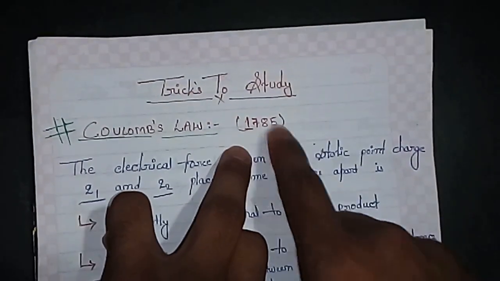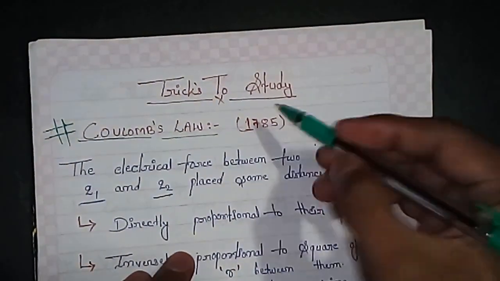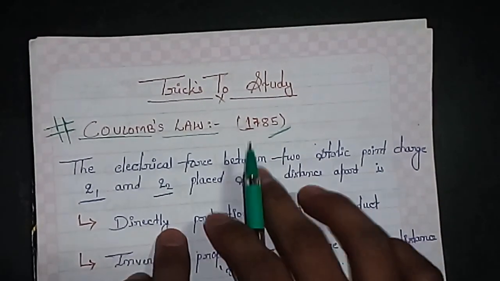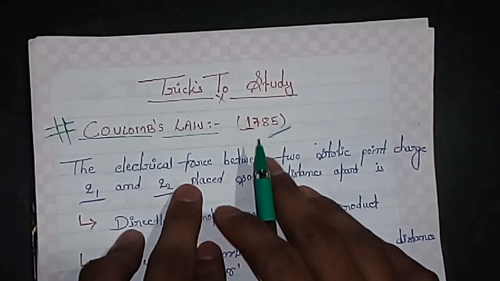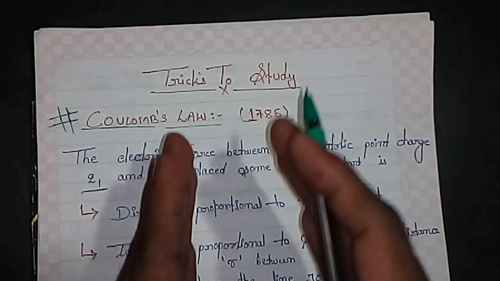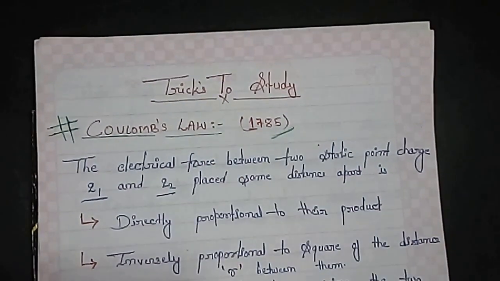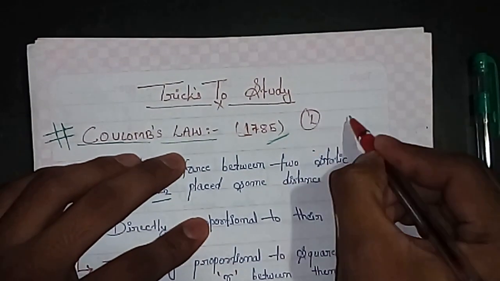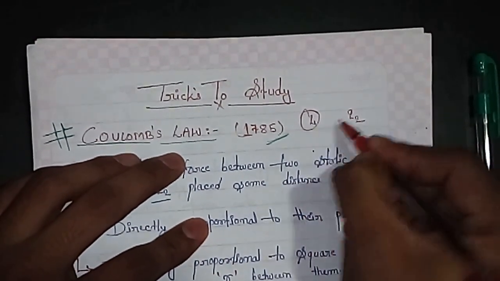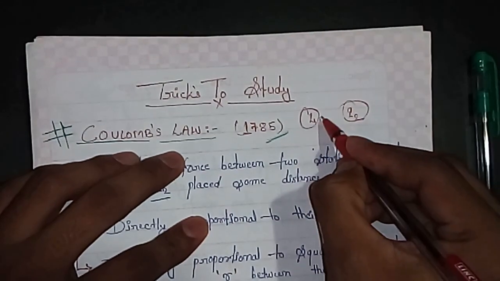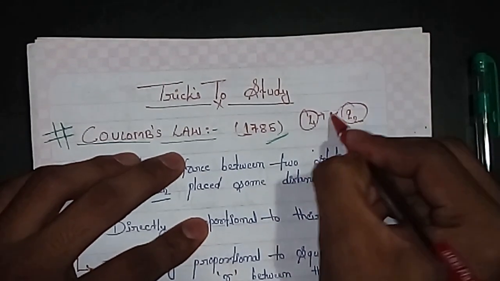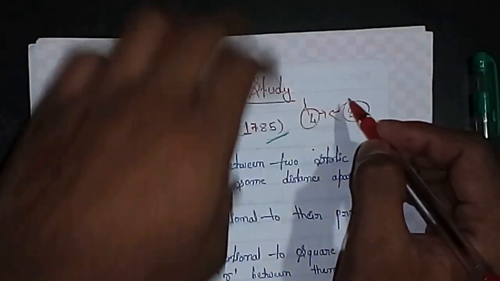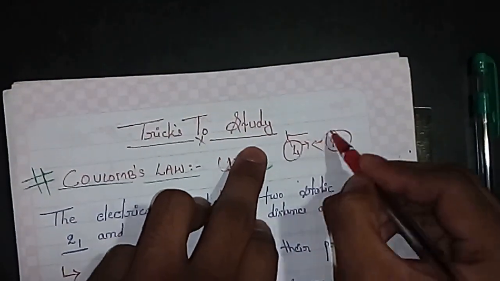In 1785, Coulomb did an experiment and he saw the electrical force between two static point charges. Suppose there are two charges, q1 and q2, and the force between them, which are placed a distance apart, let this be the distance.